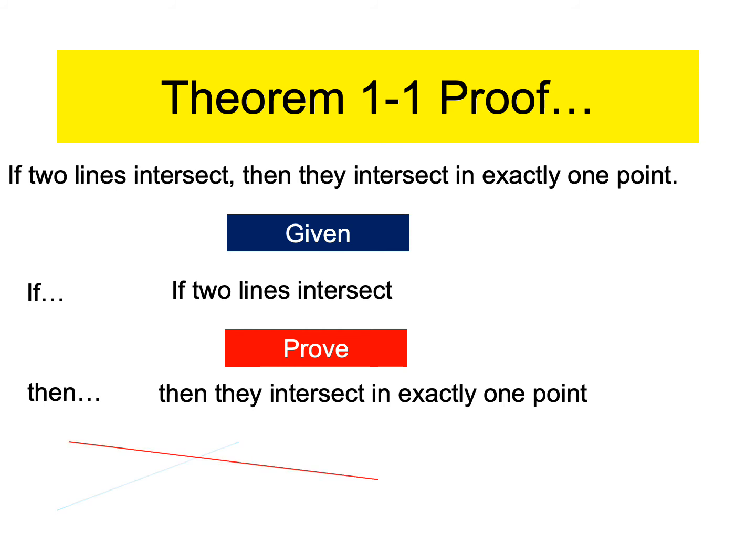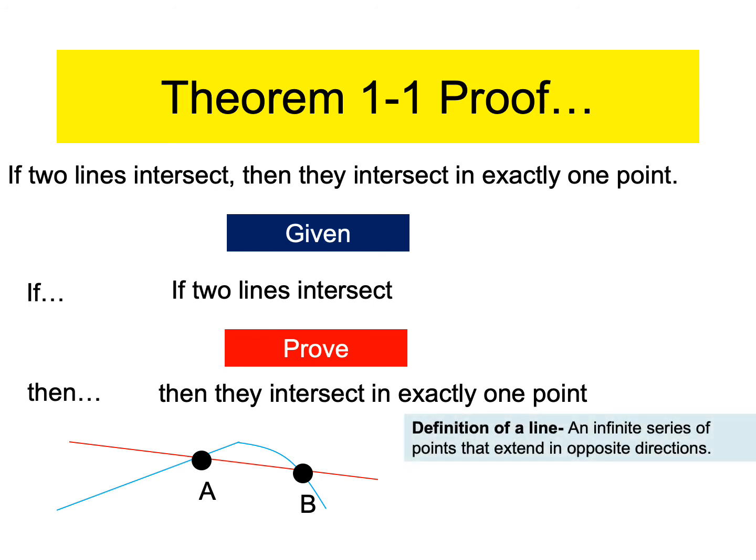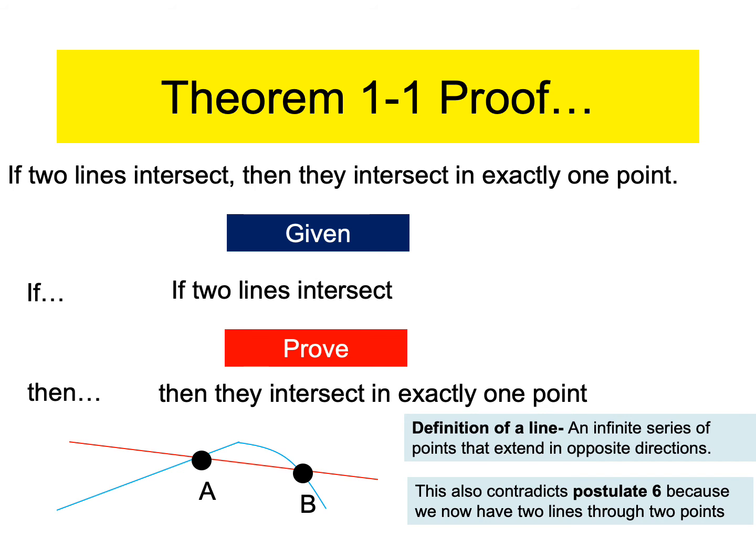It says if two lines intersect. So let me get two lines. Well, they intersect, so we'll just say that they intersect at point A. If they were to intersect again, I would have to curve that blue line back down to the red line, and they would intersect at another point. The reason why this isn't true is because not only does that defy the definition of a line, an infinite series of points that extend in opposite directions, since I curved it back to the blue line and I'm not going in opposite directions now, but it also violates postulate 6.